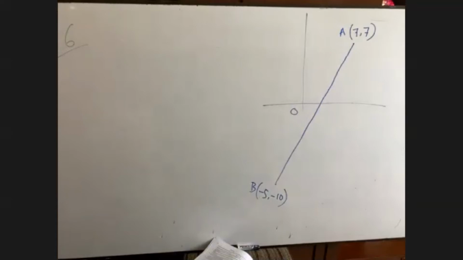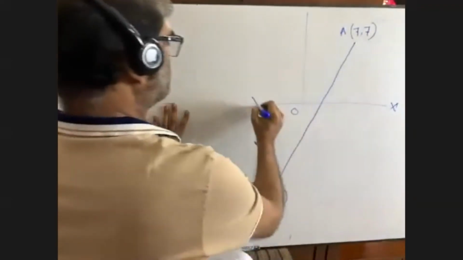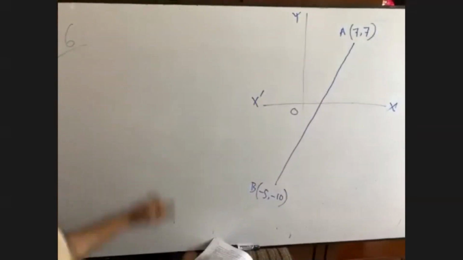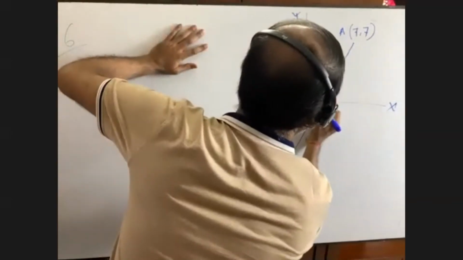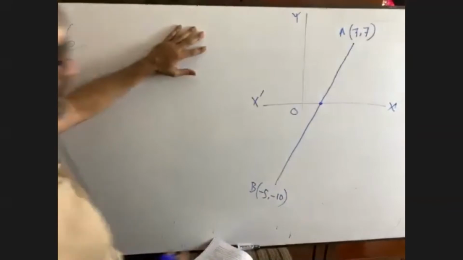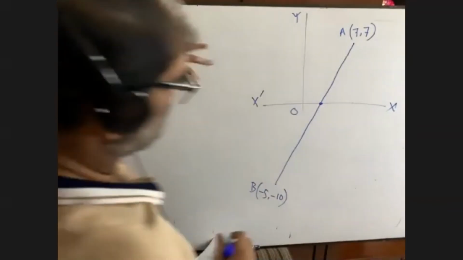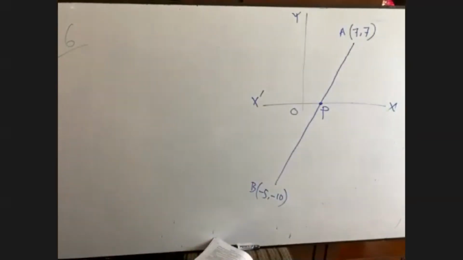Suppose it is x, it is x prime, it is y. I am not going to write down y prime. We have to find at this point, the straight line AB has been divided. Can we name this point? Okay, name it P. We have to find in which ratio P divides AB.